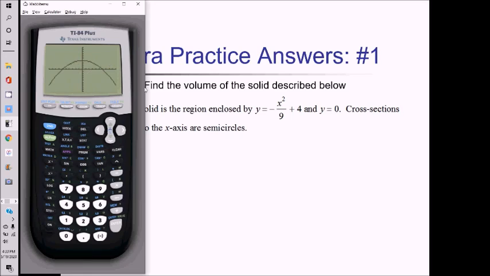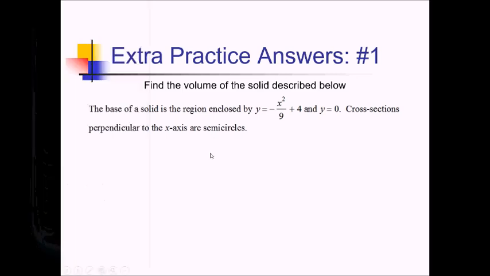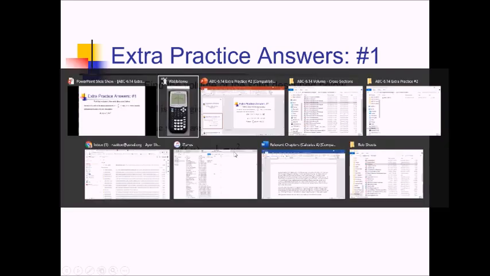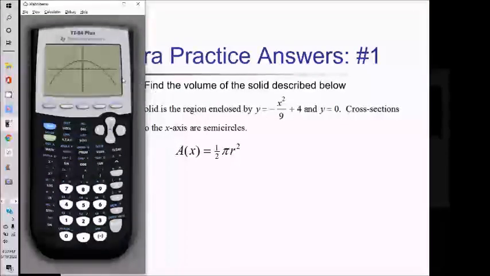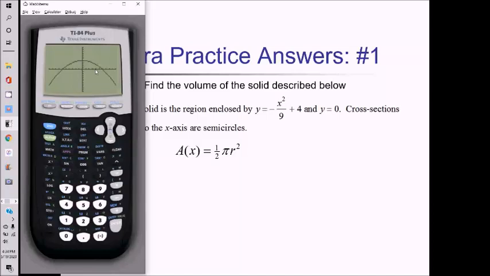First, we need to get the area formula that we're going to be integrating across this whole region. Since we're doing semicircles, pi r squared would be a whole circle, so for semicircles we've got 1/2 pi r squared. Now, to get the radius, taking another look at my graph, the distance from the x-axis to the curve, which is this function, negative x squared over 9 plus 4, gives us the diameter of these semicircles.